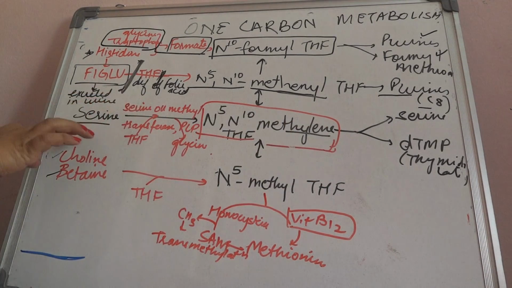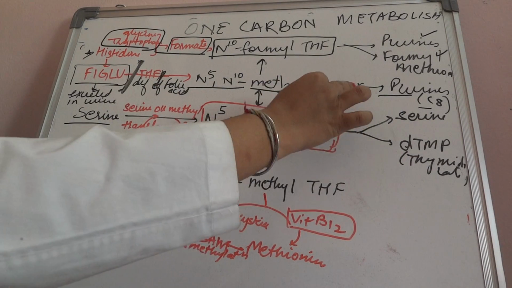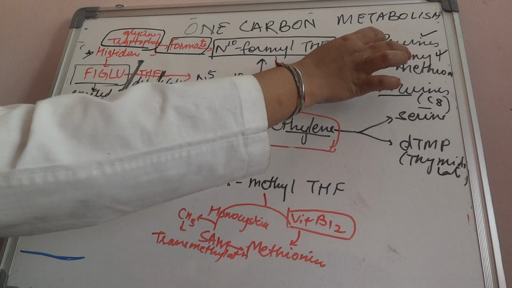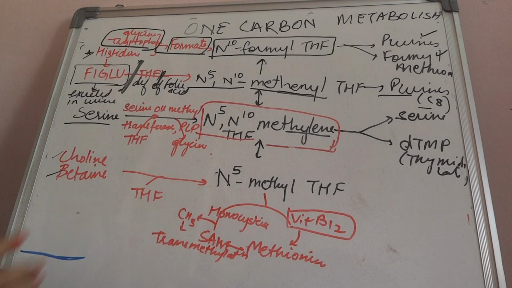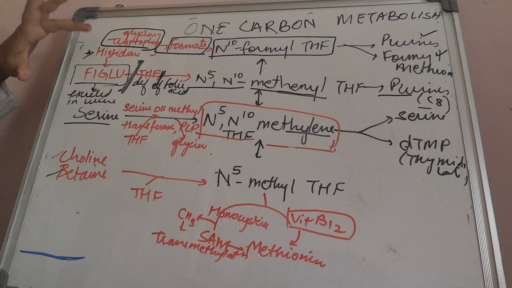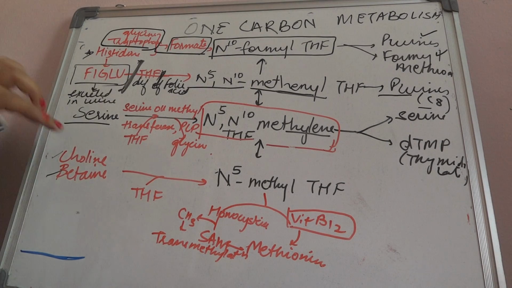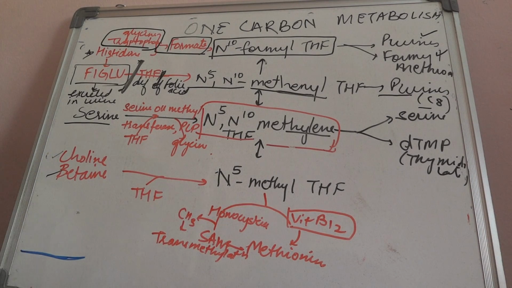Methylene tetrahydrofolate is derived from serine. It can form serine and dTMP. N5N10 methenyl will form purine C8. N10 formyl tetrahydrofolate will form purine C2 and formyl methionine. This will take part in vitamin B12 and methionine reactions. Glycine and tryptophan produce formate, the first one. Histidine produces N5N10 methenyl tetrahydrofolate. Serine produces N5N10 methylene tetrahydrofolate, and choline and betaine produce N5 methyl tetrahydrofolate.